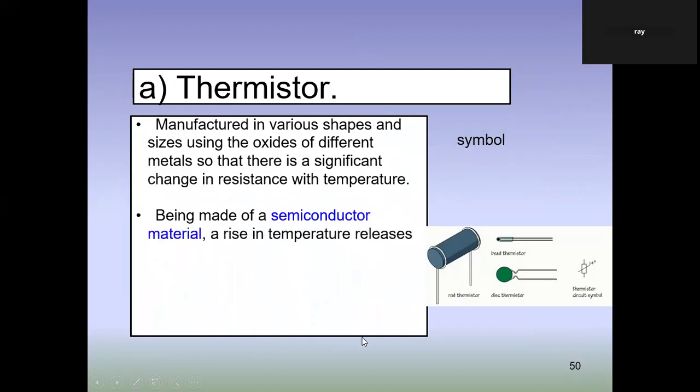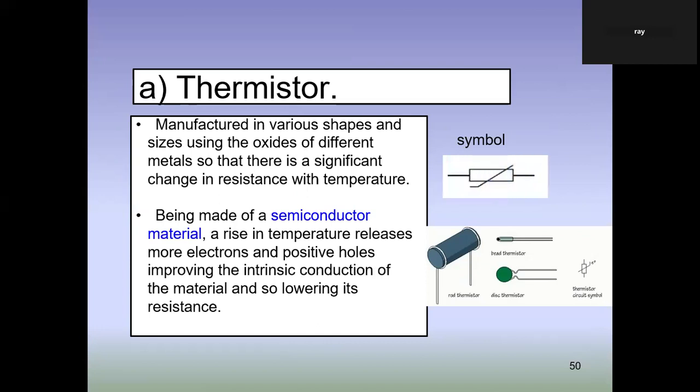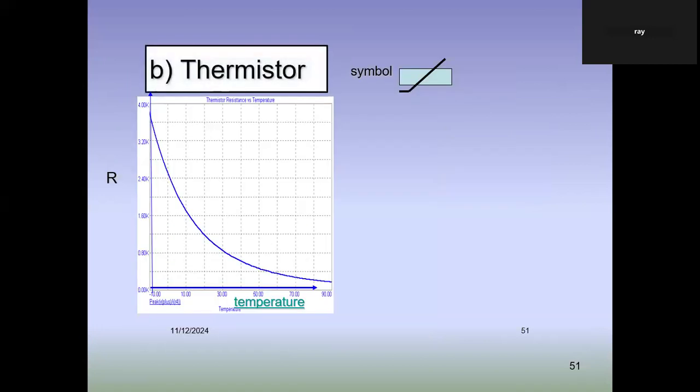Made of semiconductor material, a rise in temperature releases electrons and positive holes, improving the intrinsic conduction of the material, so lowering its resistance. So this is specially designed so that when the temperature increases, electrons and holes are available for conduction. So it means that the resistance decreases as the temperature increases, different from our normal wire, where when the temperature increases, resistance increases. That's the symbol. That's how it looks like for a thermistor.